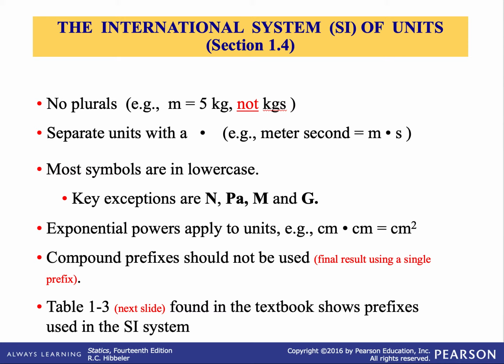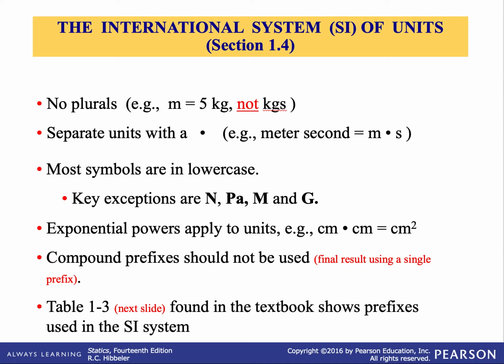Also, most symbols are in lowercase, but we have key exceptions. So Newton, Pascal, mega, and giga, they're capital letters. Also, exponential powers apply to units. So if you have centimeters multiplied by centimeters, you can write it as centimeters squared. Compound prefixes should not be used. So the final result should always be presented using a single prefix.